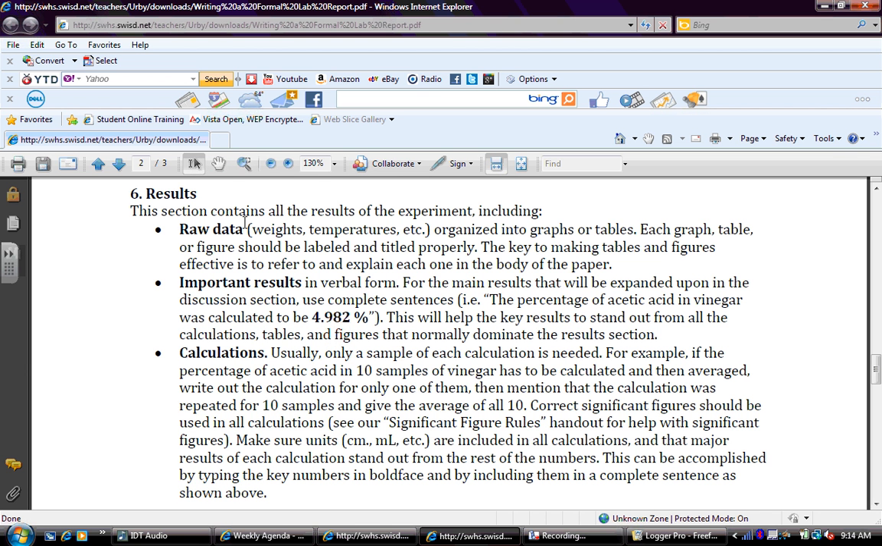So in our case, you're going to be showing your data table here. You need to make sure that you highlight important results in verbal form. This is important. If you have a data table, that's fine, but you should write out any important results. For example, an important result for the velocity time graph would have been the slope of that velocity time graph, because that actually gives us the acceleration.